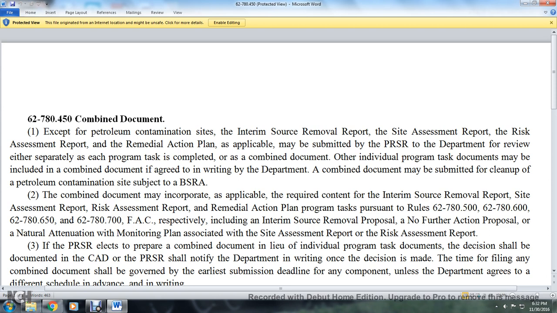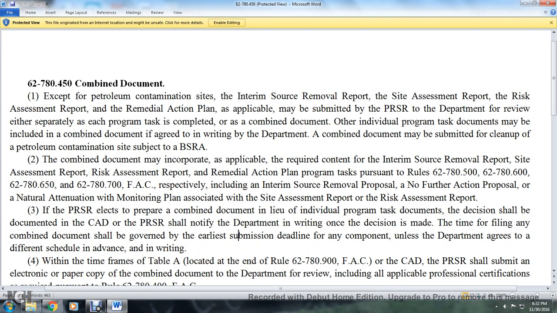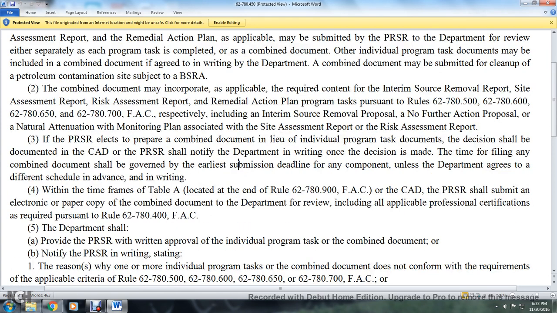If the person responsible for site rehabilitation elects to prepare combined documentation in lieu of the individual program task documentation, the decision should be documented with the complete cleanup agreement documentation. The person responsible for site rehabilitation must notify the department in writing of the decision at the time of filing the combined documentation, governing the early submission deadline for each of the components, unless the department agrees to a different schedule in advance in writing, within the time frames of Table A located at the end of Rule 62-780.900, with the complete cleanup agreement documentation.